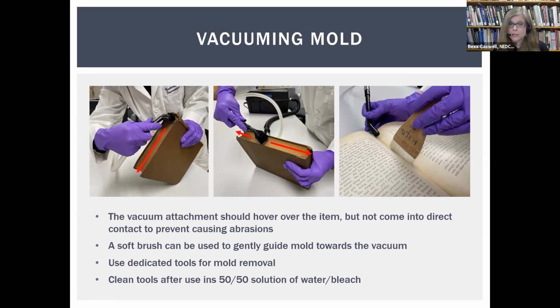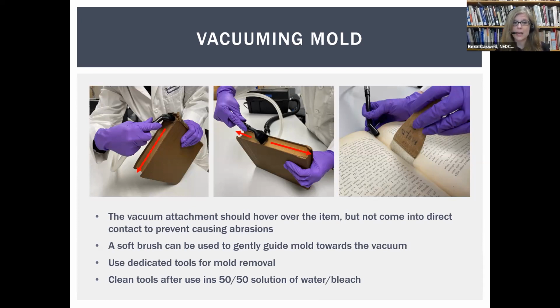A soft brush can be used to help, especially if mold is stuck, which it can sometimes be. You can use a soft brush to loosen it and brush it towards a vacuum cleaner attachment, and that's really helpful when you're working in the gutter.